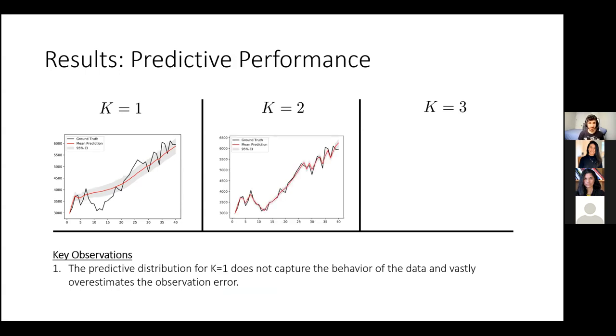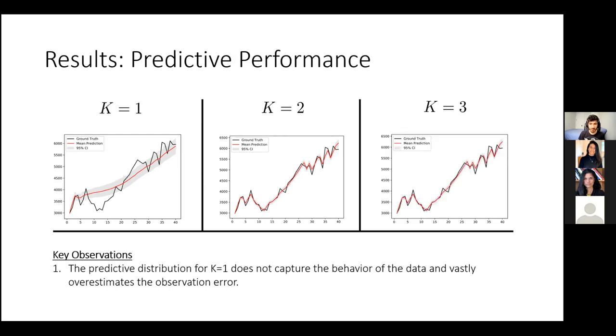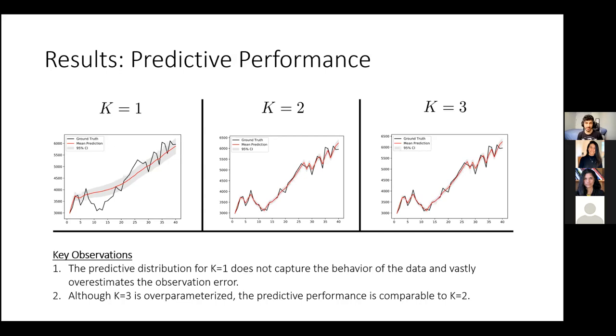If we assume two regimes, we're able to get a much better fit to the data with very low observation error. And then what happens if we use the overparameterized model where we have three regimes? Well, you get a very similar result to assuming two regimes. So the other observation is, although having three regimes is overparameterized, the predictive performance is still really good for predicting the data. It's just that the interpretation of three regimes is not adding any value compared to if we had done it with just two. Okay, so that is a summary of this experiment.